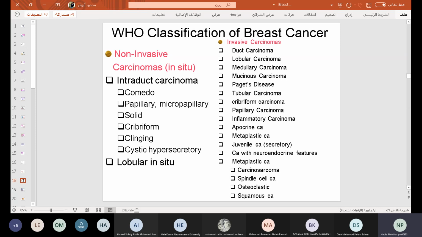So now we learn that breast cancer is either ductal carcinoma in situ or comedo carcinoma or lobular in situ, or on the other hand, invasive carcinomas. The most important is the duct cell carcinoma arising from the duct.